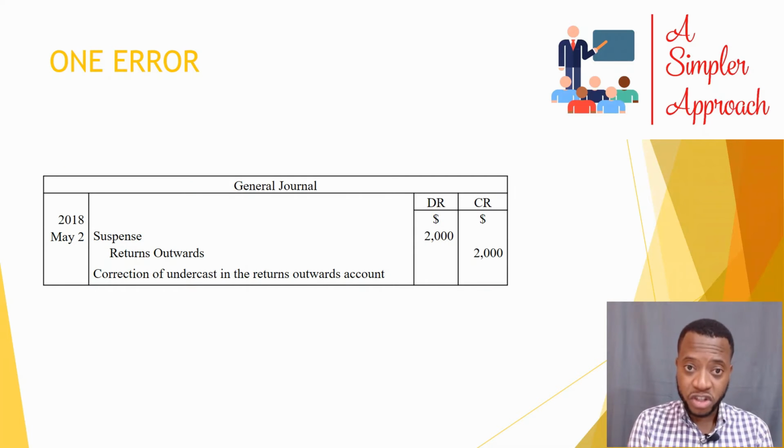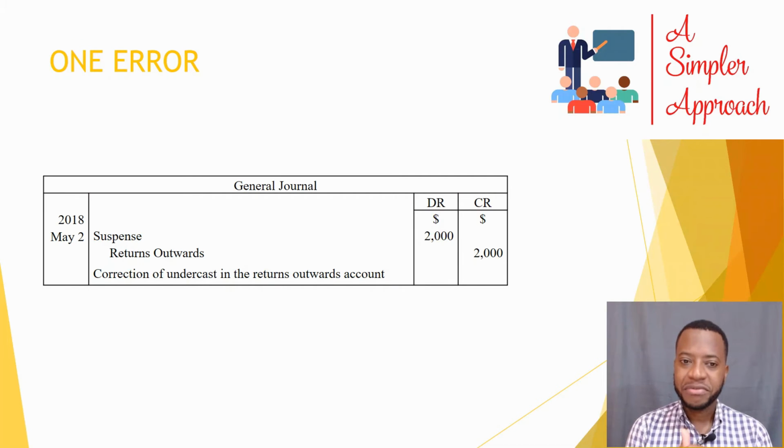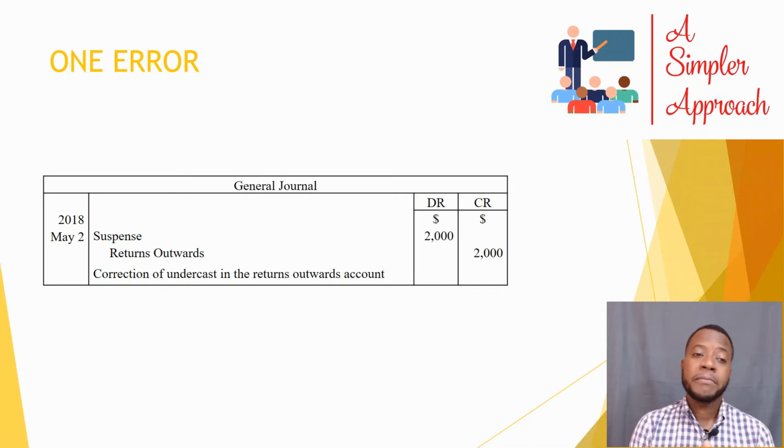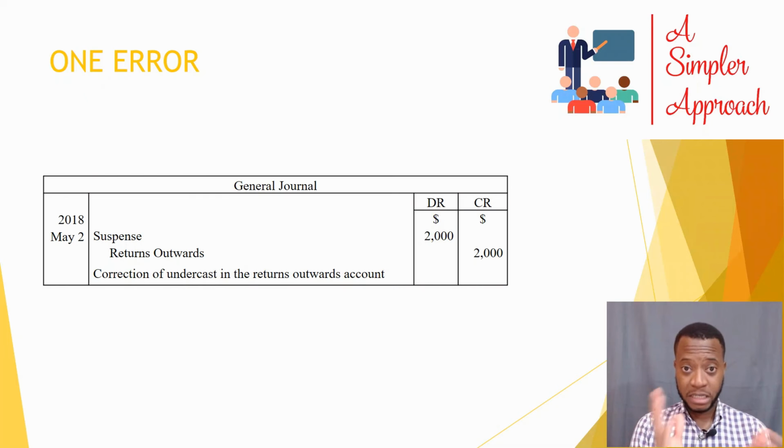To fix the error the way it is supposed to be fixed, this is what you would actually do. And this is the general journal, as you know. So you would debit the suspense account, credit the returns outwards account, and then place your narrative, as you know. Correction of undercast in returns outwards account. Solves the problem. Okay? Now, this is the process when one error is causing the difference. We're going to look at what happens when multiple errors cause the shortfall in the trial balance.